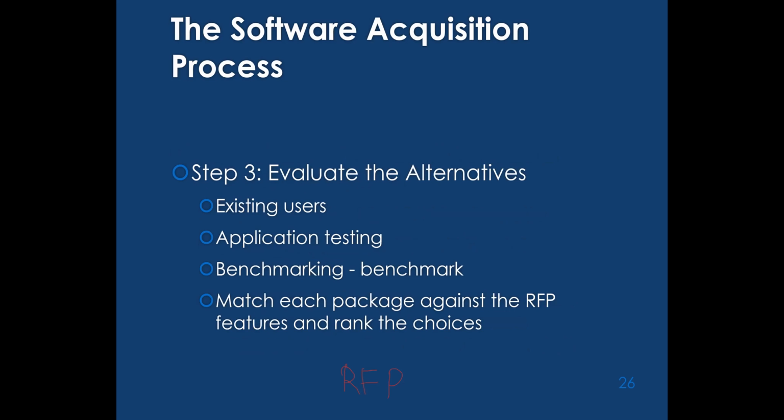After you can identify potential vendors, step number 3 is to evaluate alternatives. How to evaluate them? The first one: you have to talk to existing users. And for the alternatives that you may receive, for example a presentation or a proposal from the vendors, existing users may come to help evaluate this.